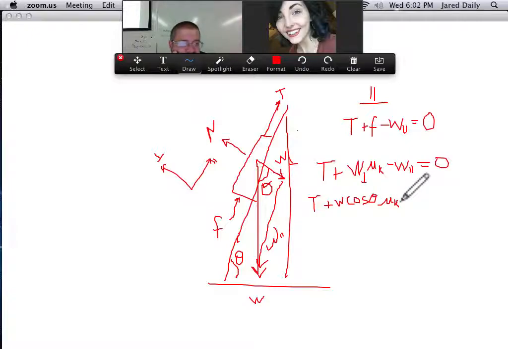Right? And then we subtract off the weight parallel, which is opposite the angle. So that's going to be weight times sine theta. And then that has to equal 0. And what do they want you to calculate? They want you to calculate the tension.